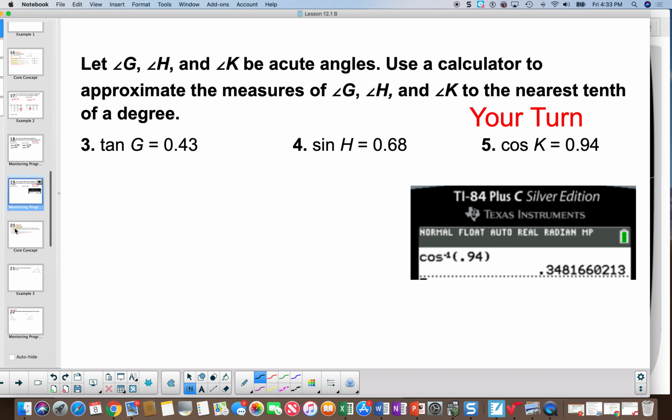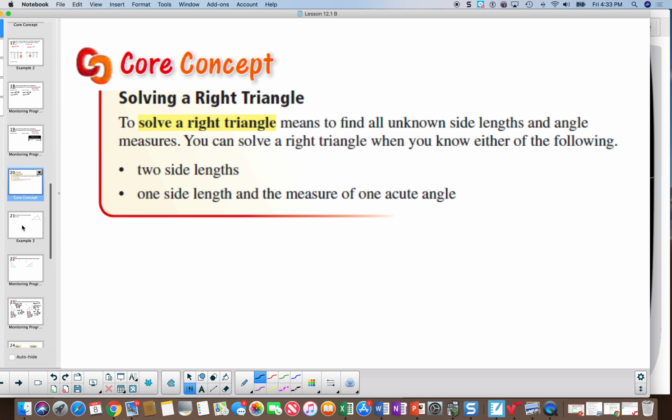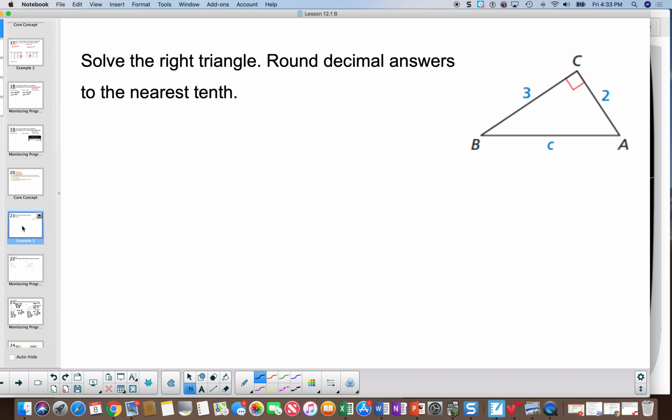And here's the answer. Let's take a look at solving a right triangle. What does it mean to solve a right triangle? It means that we want to find all the side lengths and angle measures. You can solve a right triangle when you know either of the following information: 2 side lengths, or 1 side length and the measure of 1 acute angle. In a right triangle, you must always have at least 2 pieces of information, and one of them has to be a side. Okay, so let's take a look at solving this triangle, which means we want to know all 3 sides and all 3 angles.